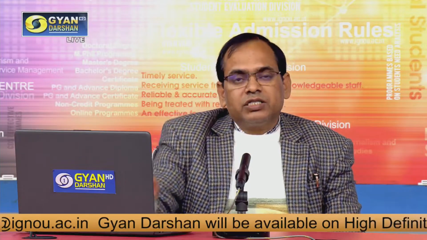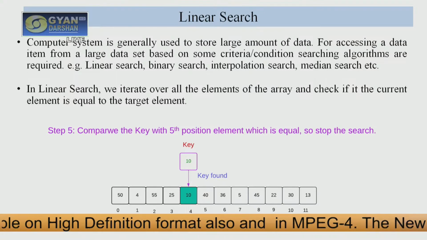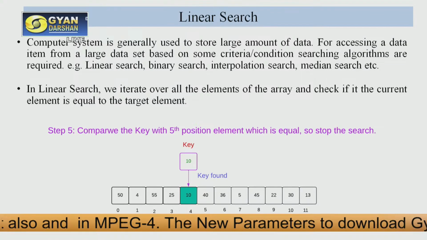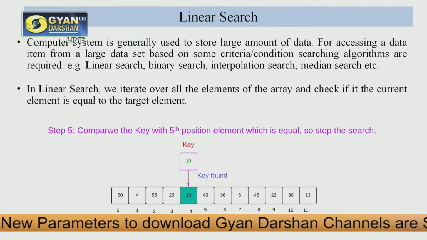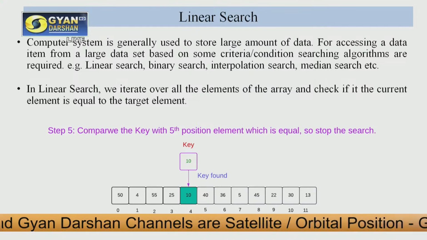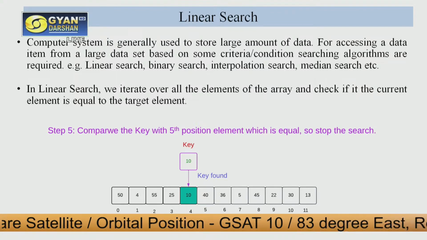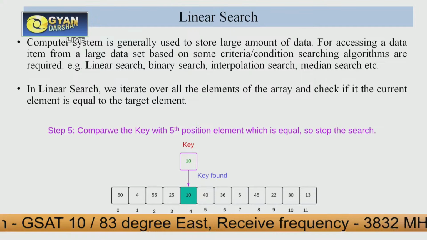The advantage of this linear search is that the elements can be in random order. That means the list of elements from which the searching is to be performed is arranged randomly. So we start from the first location and move till the last location until we find the element, or we do not find the element if it is not present.